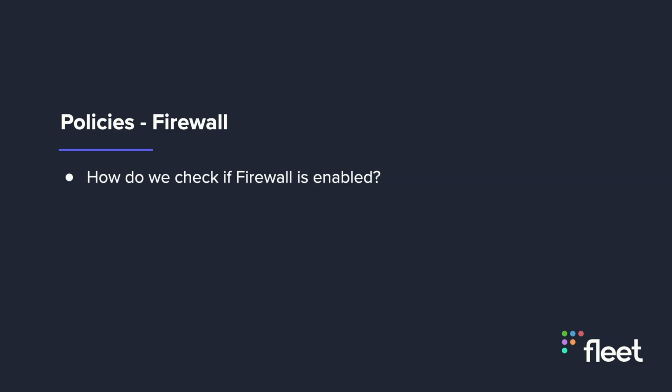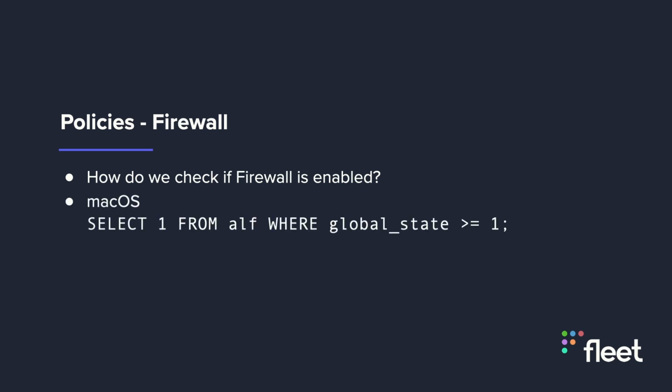Other examples of policies might be the firewall being enabled. You might use your MDM to enable the firewall, but it can get shut off. That MDM command maybe doesn't always make it all the way down to the endpoint. If you want to validate and verify that, this is how you might go about doing that. The first way, for Mac OS, is we're going to look at the ALF table and see if the global state is greater than or equal to 1. If that's true, we're going to return true. So if for some reason ALF is set to 0, then this is going to return a zero or false, and that's going to fail the policy.